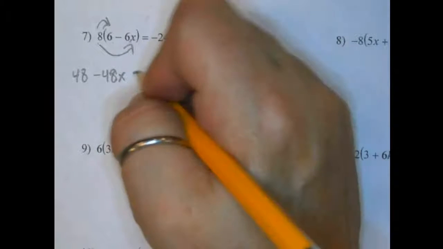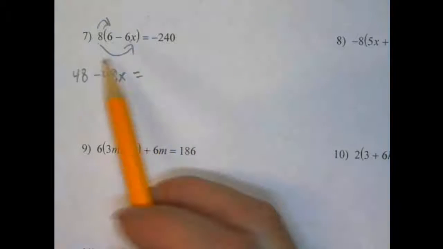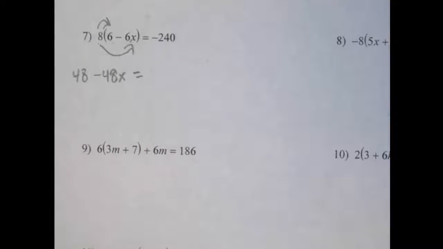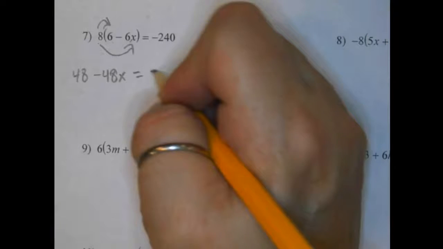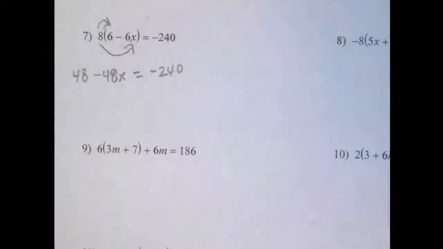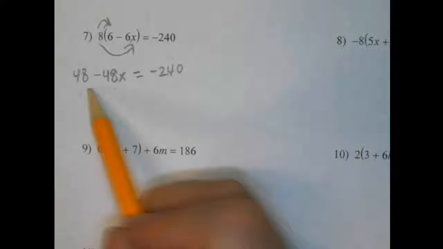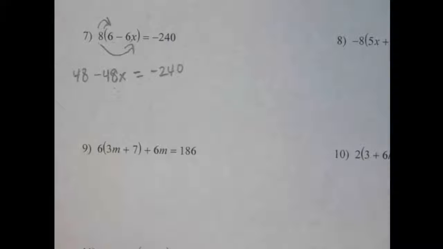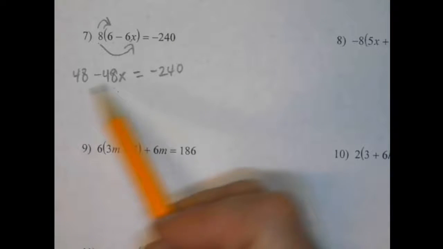Okay? And it's going to equal, what is 8 times 6? And then the x tags along. So minus 240. Okay? Now, do I have any like terms that I need to combine? No like terms. They're all separate.